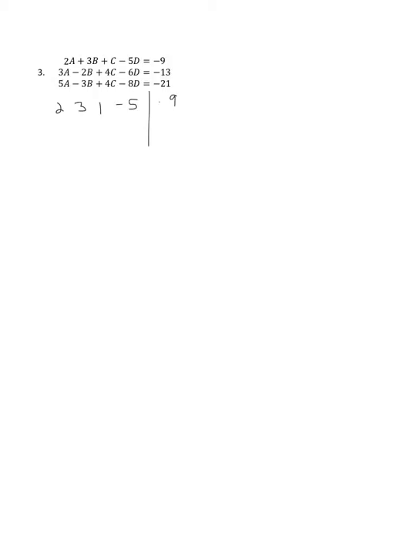Okay, I feel like we need to do one more just to get the idea here. So I'm going to turn this one into a matrix. So let's go 2, 3, 1, -5, -9, 3, -2, 4, -6, -13, 5, -3, 4, -8, -21. Okay, so we have 4 unknowns with 3 variables. So this is going to have an infinite amount of solutions. So I want to try to get a diagonal of 1s right there.